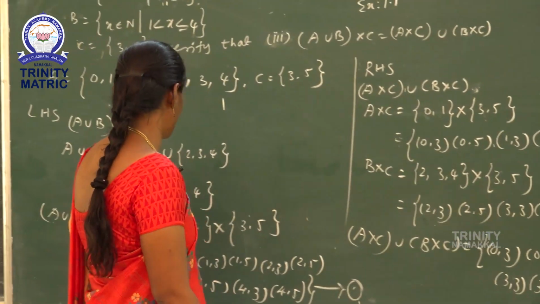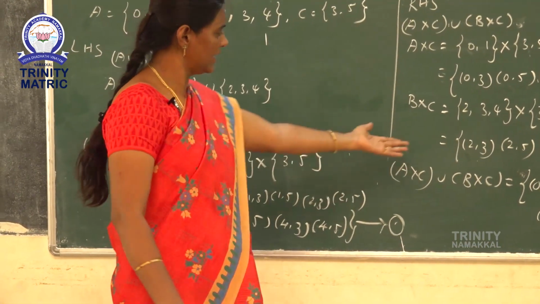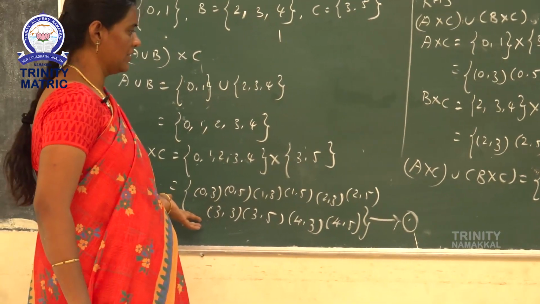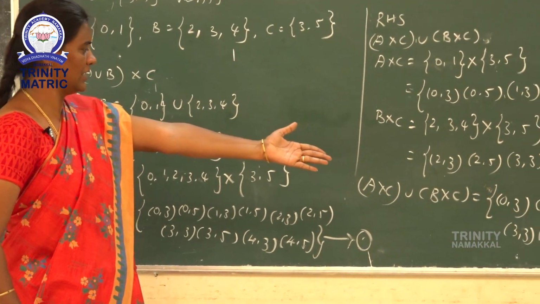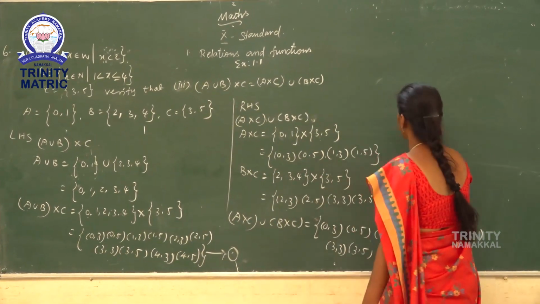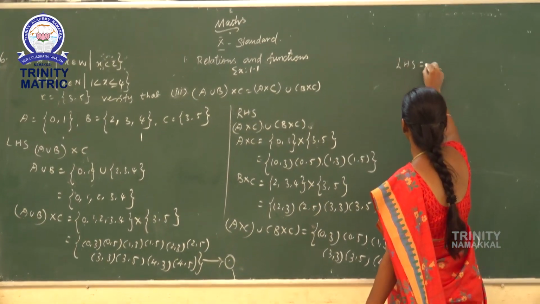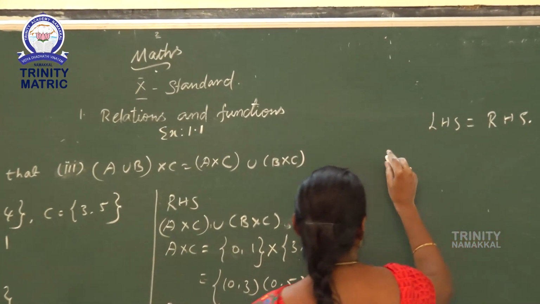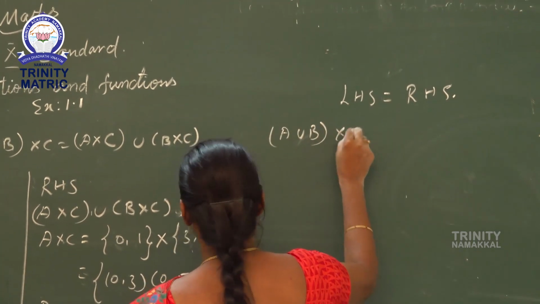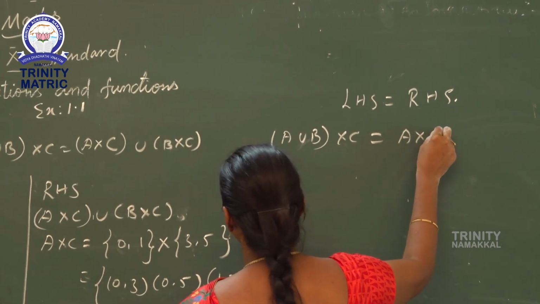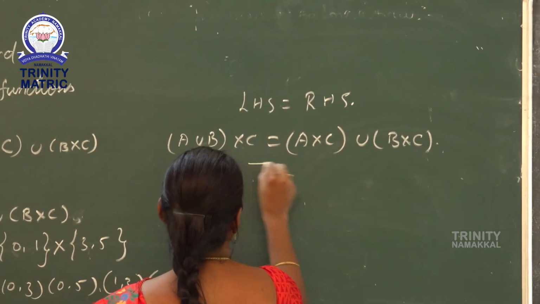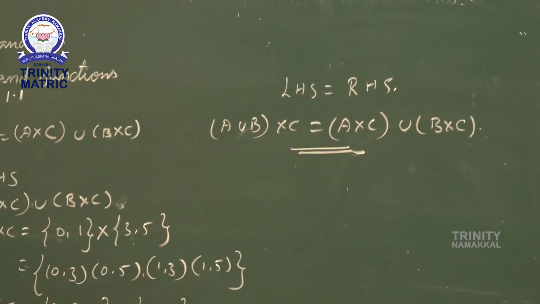See, equation number 1 is the left hand side, equation number 2 is the right hand side. All the elements in equation 1 and all the elements in equation 2 are equal. So from equations 1 and 2, the left hand side is equal to the right hand side. That is A union B cross C is equal to A cross C union B cross C. Hence verified.